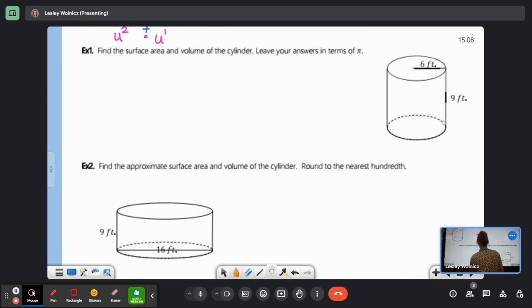All right, let's do some examples. Let's rock and roll. All right, we're going to find the surface area and volume of our cylinder. Let's draw a quick little net. We're leaving answers in terms of pi for this one.